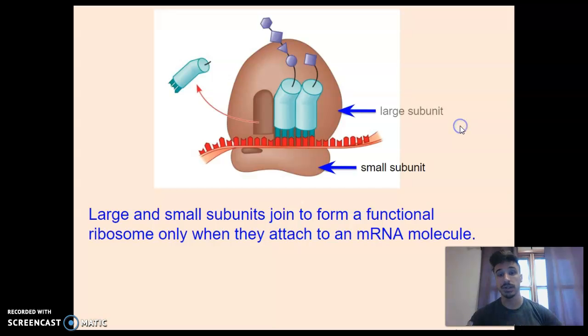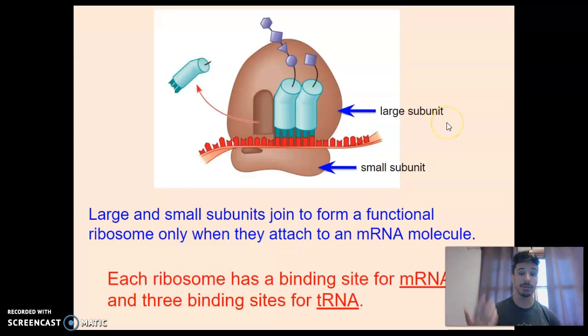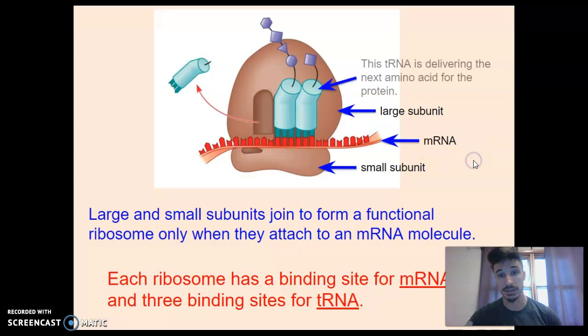So small subunit, large subunit. Now each ribosome has a binding site for mRNA, and 3 binding sites for tRNAs. That's what these teal colored objects represent. These are tRNAs. Notice the ribosome has 3 places for those and 1 place for the mRNA to go. So mRNA and our tRNAs, delivering amino acids at that, which are these purple shapes.